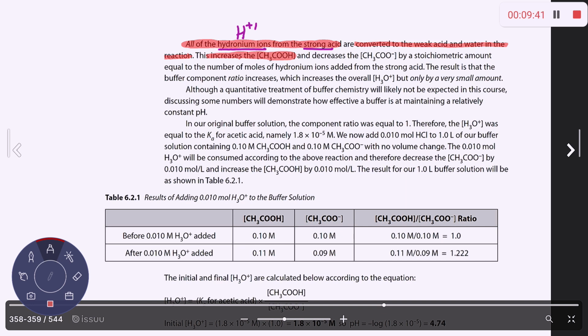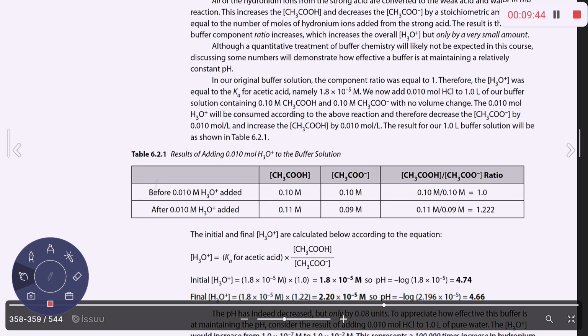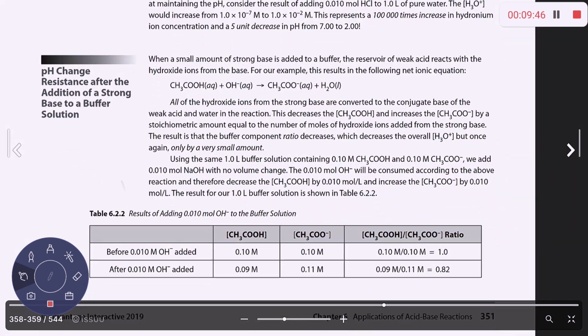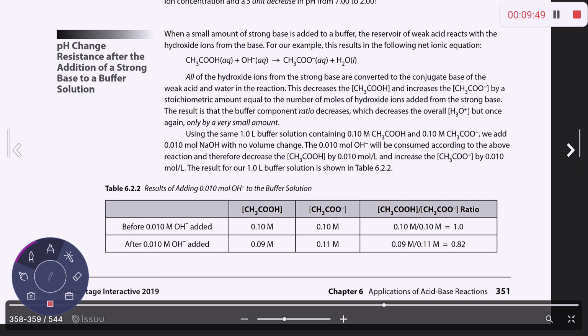All right, let's take a look at the next section. Let's drop down to pH change after you add a strong base. Okay, so here if we add a small amount of a strong base, then whatever we have present in solution in terms of the weak acid will react with the hydroxide from the base. So here I have my base, and acetic acid is my weak acid present in the solution, and what happens is it will donate a hydrogen to the hydroxide, and then you're going to produce that conjugate base and water.